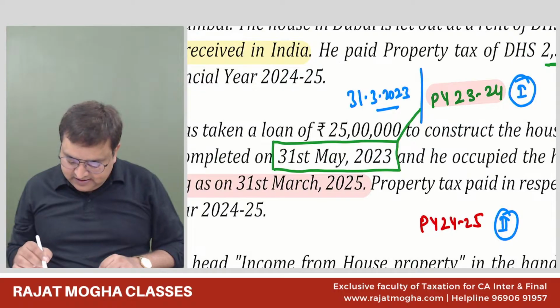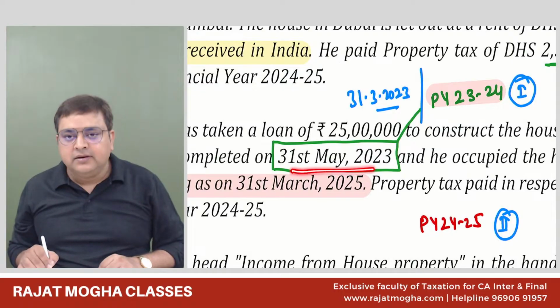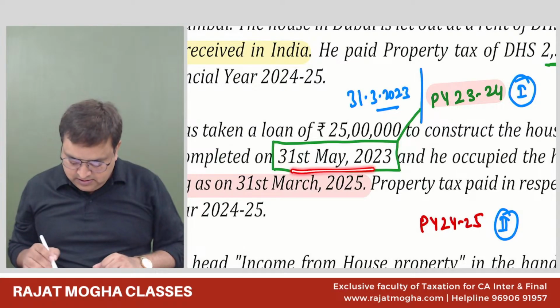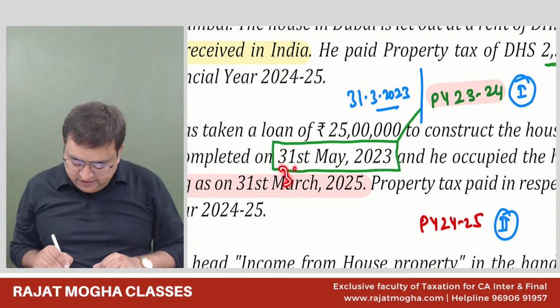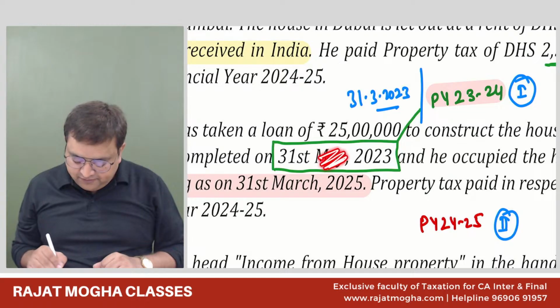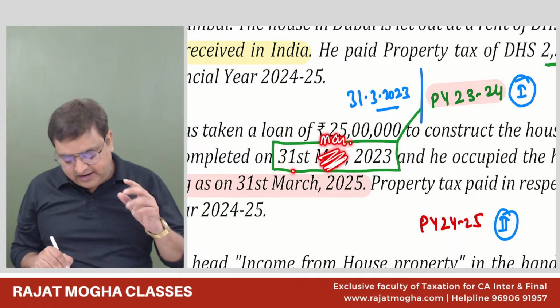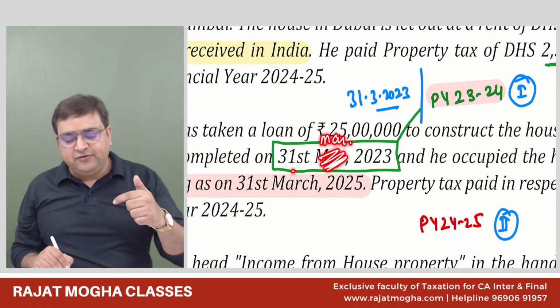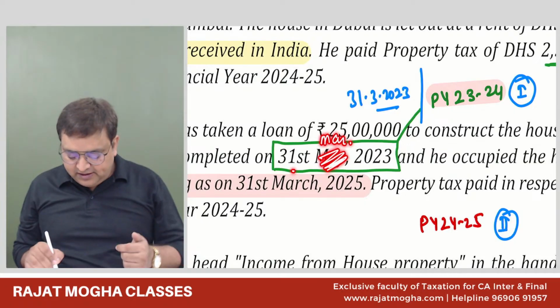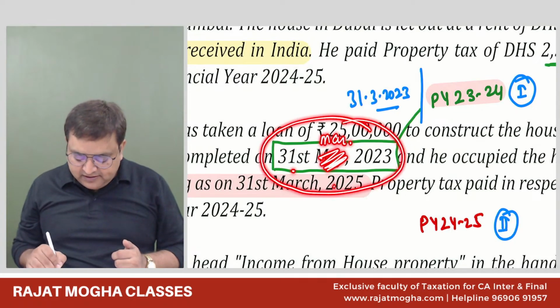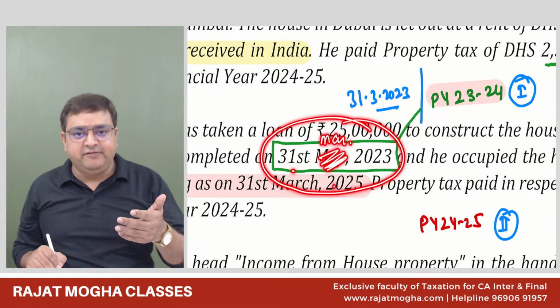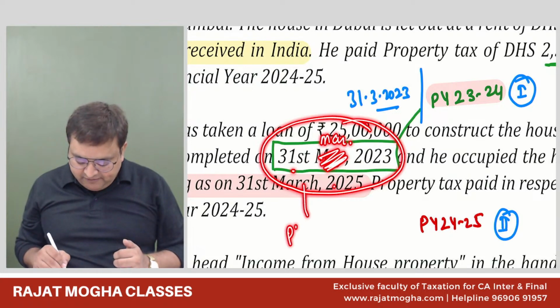Bala, you are saying if this would have been which date? 31st March 2023. If this would have been 31st March, instead of May, it would have been March now, you are saying? Yes, sir. You are correct. If this would have been 31st March 23, you have to see that this date belongs to which previous year? It belongs to previous year 22-23.